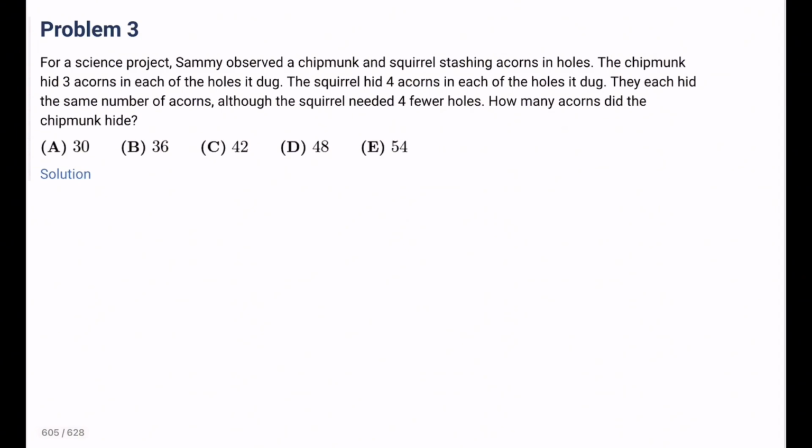Number 3, for a science project, Sammy observed a chipmunk and a squirrel stashing acorns in holes. The chipmunk hid 3 acorns in each of its holes. The squirrel hid 4 acorns in each of its holes. They each hid the same number of acorns, although the squirrel needed 4 fewer holes. How many acorns did the chipmunk hide?